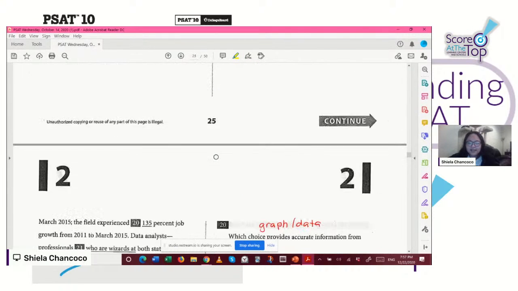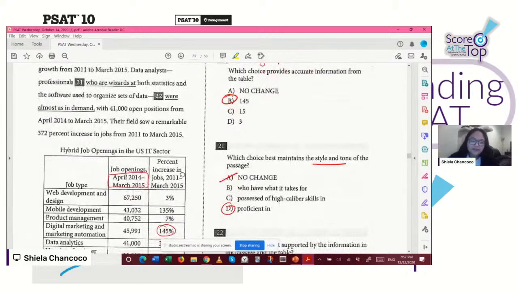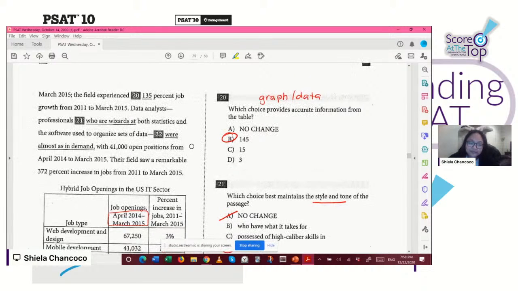Okay, let's do 20. All right. Sometimes in the writing section, they also like to put a graph in there. I actually really like these because all you need to know how to do is read a table or a graph, right? They said, which choice provides the accurate information from the table? All right. We still have to read everything, right?